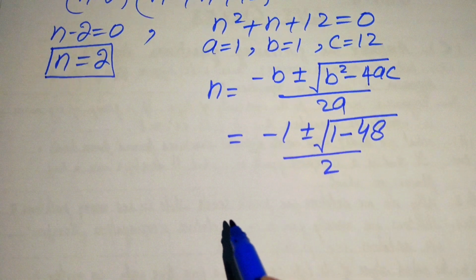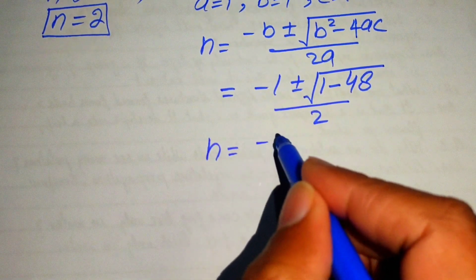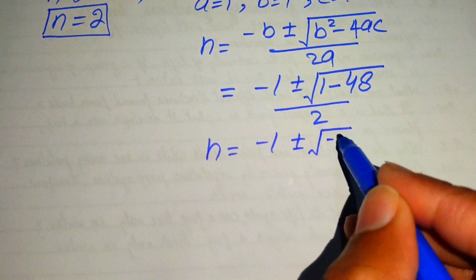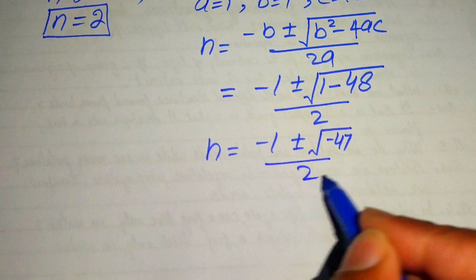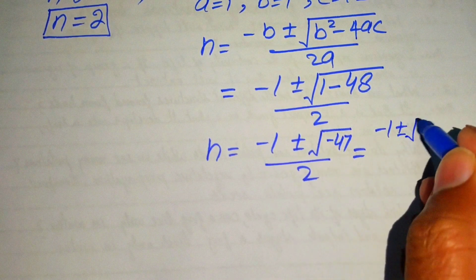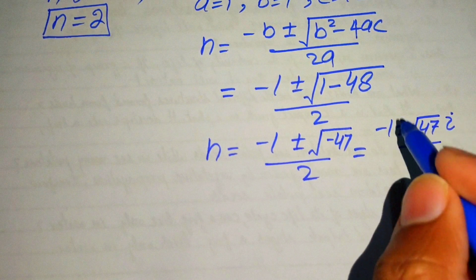So after simplification we get the value of n will be minus 1 plus minus square root of minus 47 divided by 2, and we get the other two answers in this form: minus 1 plus minus square root of minus 47 over 2.